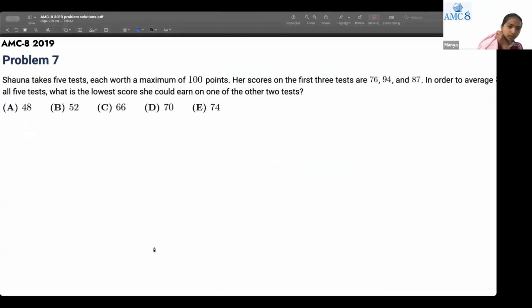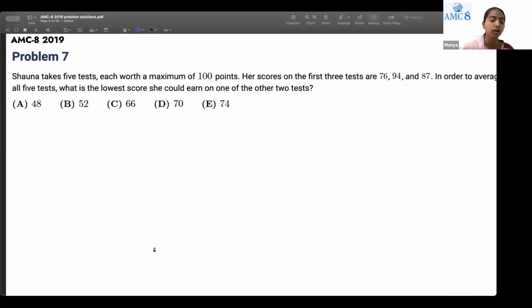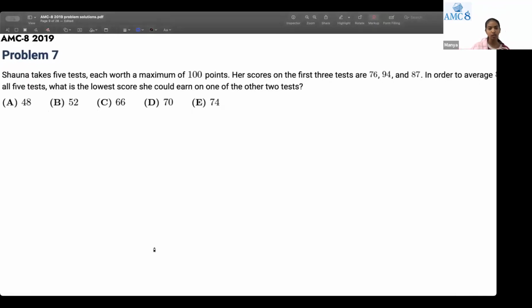Problem number 7. Shania takes 5 tests, each worth a maximum of 100 points. Her scores in the first 3 tests were 76, 94, and 84. In order to average 81 for all of her 5 tests, what is the lowest score she can possibly earn on one of the other 2 tests?